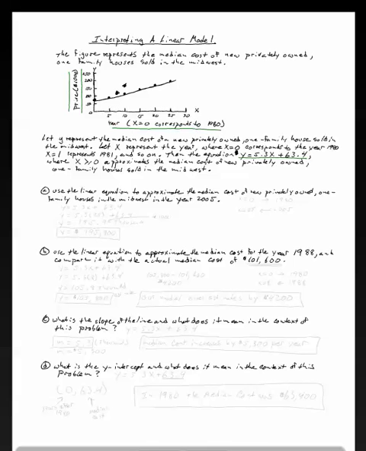Alright, so in A, it says, use the linear equation to approximate the median cost of new privately owned one-family houses in the Midwest in the year 2005. First off, we know that x equals 0 corresponds to the year 1980. If we want 2005, we want to know how many years after 1980 that is. You would subtract 2005 minus 1980, and that tells you that we want to use x equals 25, because 2005 is 25 years after 1980.